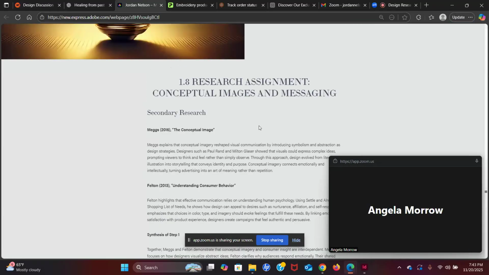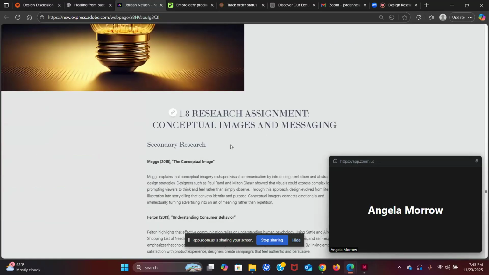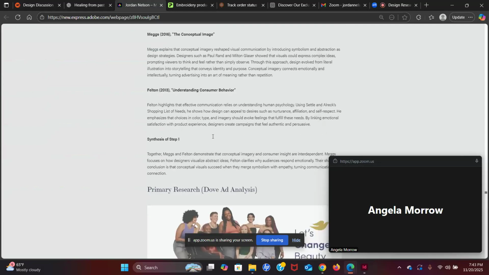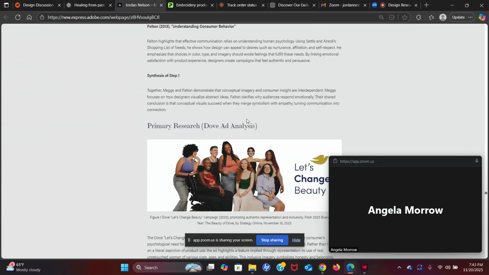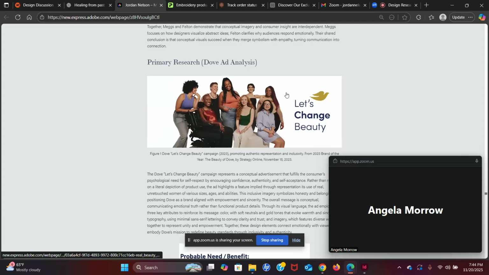Yeah, perfect. So this is week one. This was the 1.8 research assignment, and I went over Dove's ad. I've been using Dove since I was a kid, for a long, long time. It's been interesting to see how they've changed their brand. They changed based off what's going on at the time, and I love that.